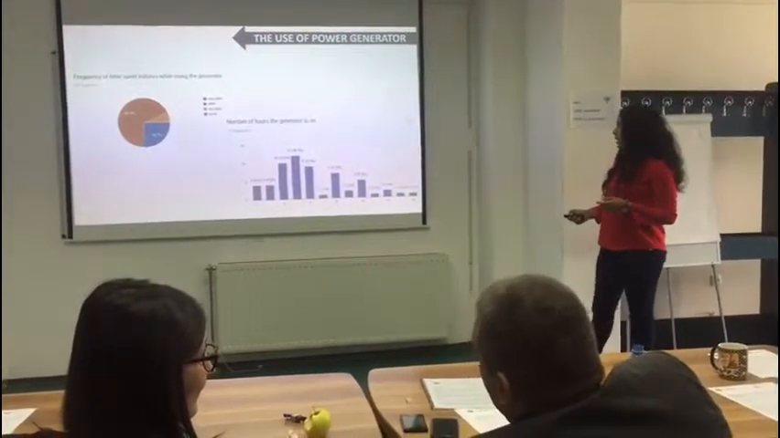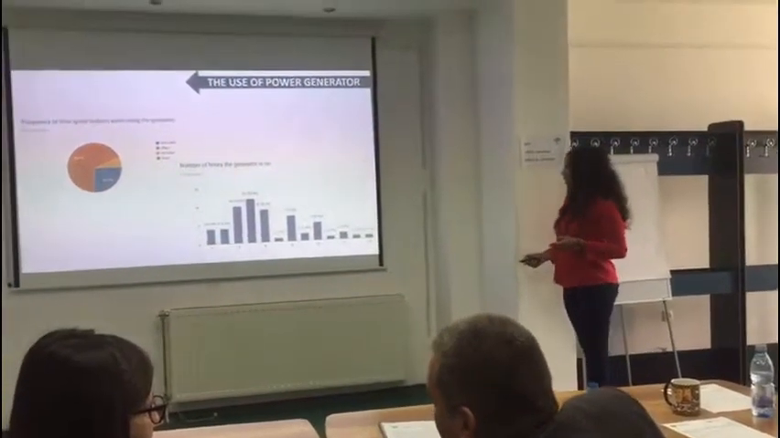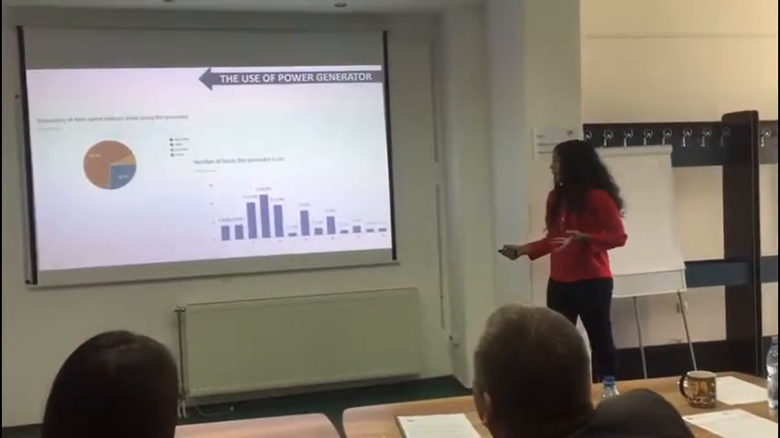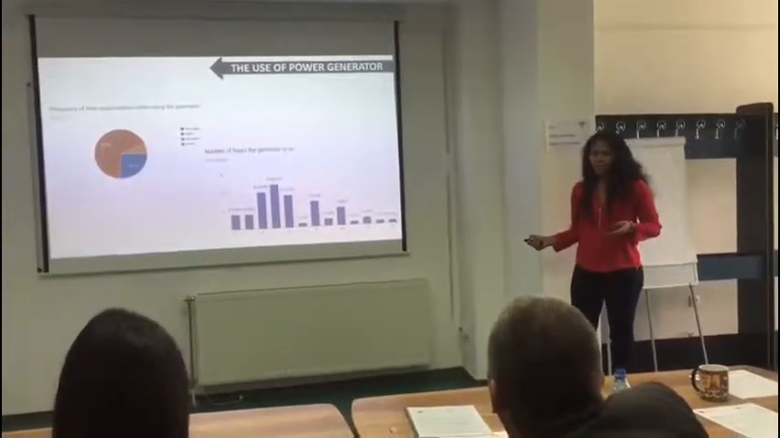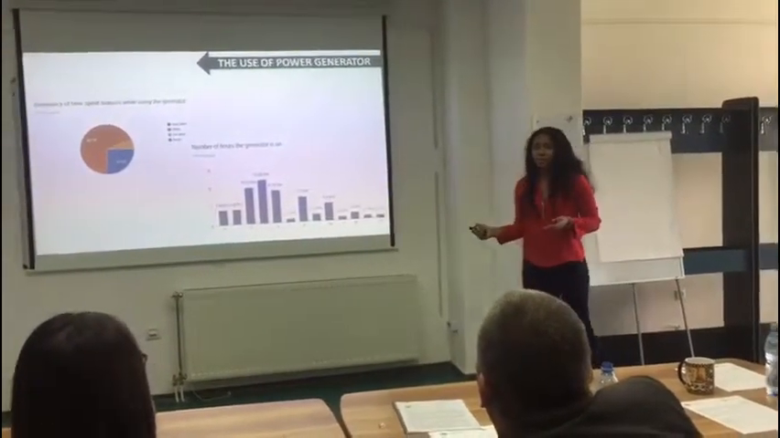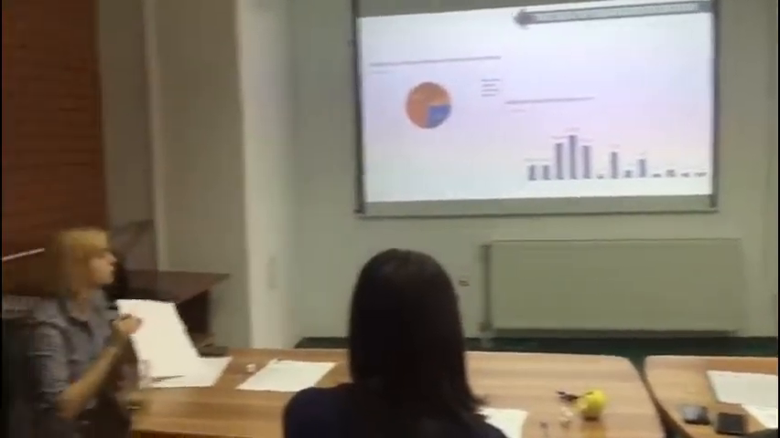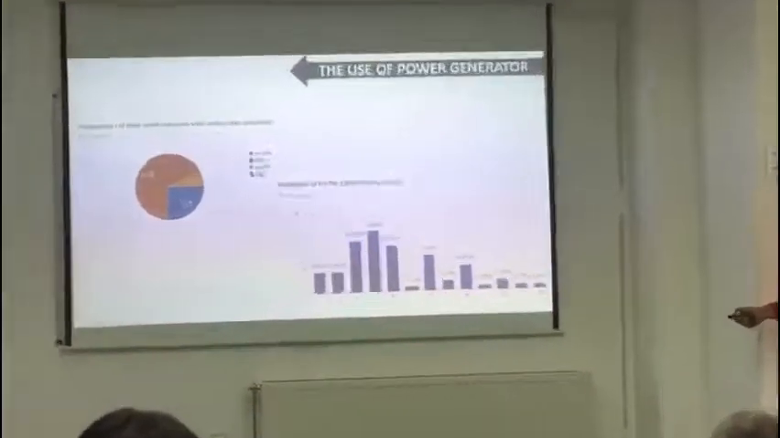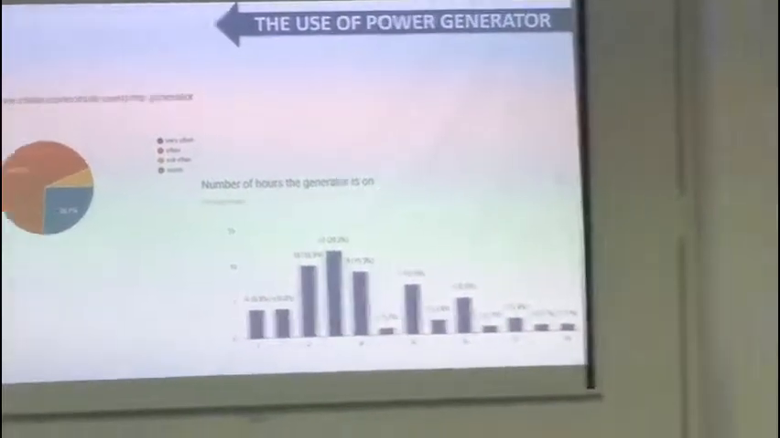The people who least use their generator, that is people below 5 hours, make up 6.8%. While 11.9% of the individuals have indicated that they use their generator for 8 hours while being indoors, as well as 10 hours. And then the least people have the highest numbers of hours of using that generator.